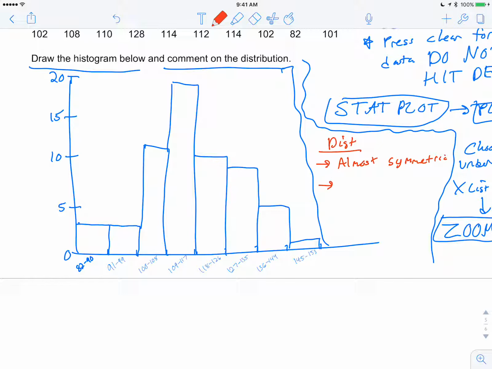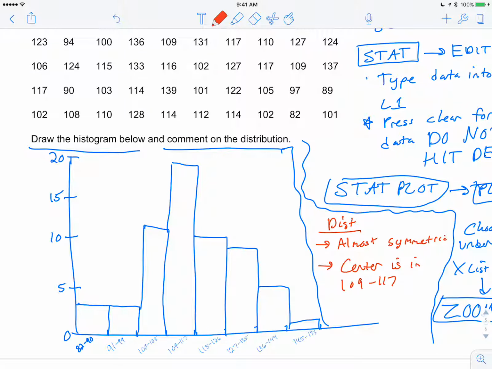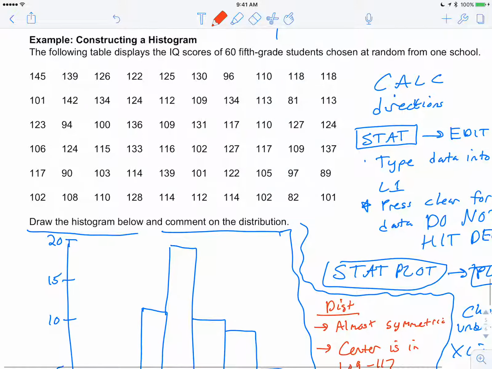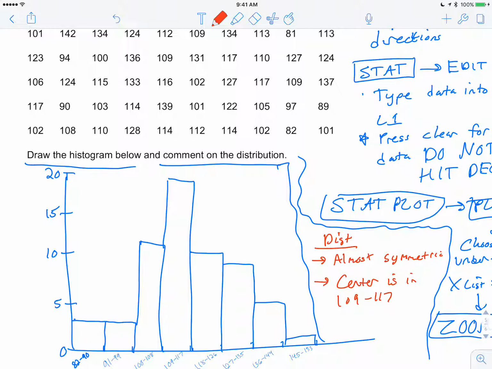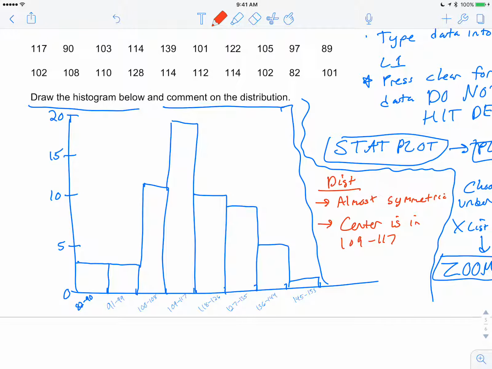The center. So that was shape. Now we're going into center. The center is in 109 to 117. And how we know for sure, it's actually not that hard to do. If you think about how many data values there actually are, we have a 6 by 10 array of numbers. That's 60 numbers. The halfway point would be 30 and 31. Halfway would be 30. So what you want to do there is count the bars here and then see where the 30th data value would fall.